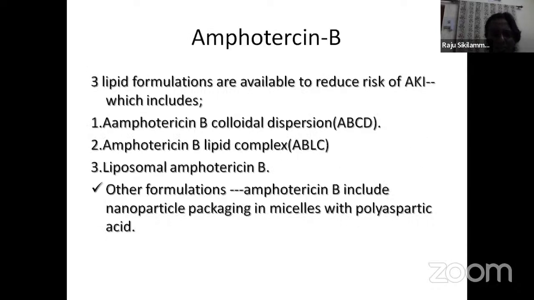Then amphotericin B is a broad-spectrum antifungal. It has nephrotoxicity, but it has 3 formulations. The lipid formulations reduce the risk of AKI compared to the conventional formulation. These forms include amphotericin B colloidal dispersion, amphotericin B lipid complex, and liposomal amphotericin B. Other formulations include amphotericin B in nanoparticles, in micelles, and with polyaspartic acid.